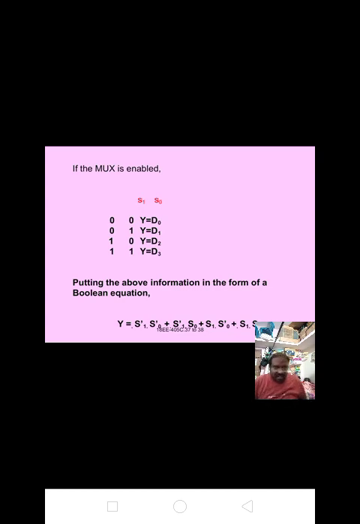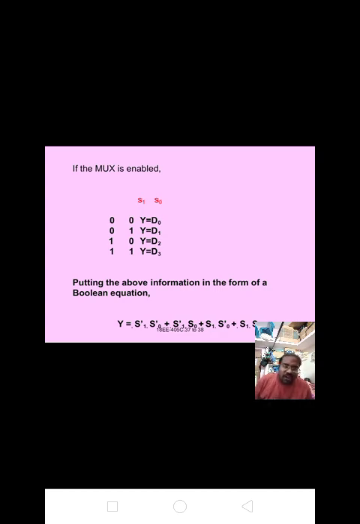S1 bar S0. We get the Boolean expression that Y equal to D1 S1 bar S0. Similarly, we can determine the data outputs, that is Y is equal to D2 if and only if S1 equal to 1 and S0 equal to 0. We get Y equal to D2 S1 S0 bar.